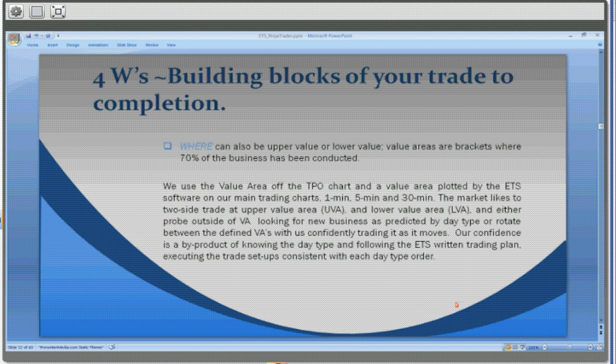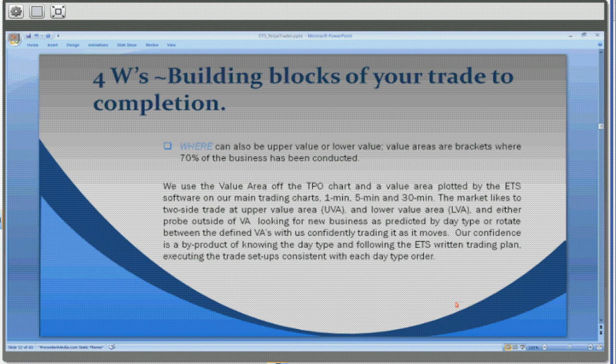Where can, also could be a value area. And value area, upper value is where 70% of the business has been conducted, and lower value is where 70% of the business has been conducted. So upper value is going to be an area where we know, and the markets know, that 70% of the business has been conducted, and then also there's low value.